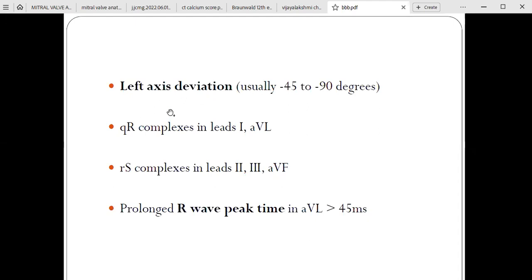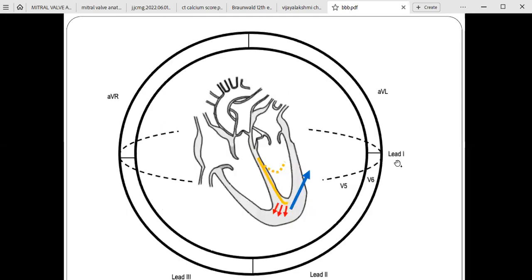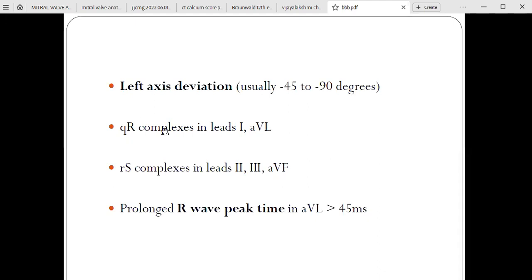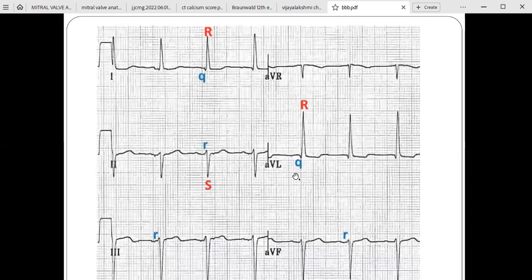We'll see a left axis deviation. We'll see small Q and R complexes in lead 1, AVL. As I said here, in 1 and AVL, you will see a dominant R wave, and a small R and S complex will be seen in 2, 3, AVF, where you will have a dominant S wave. And a prolonged R wave peak time may occur.